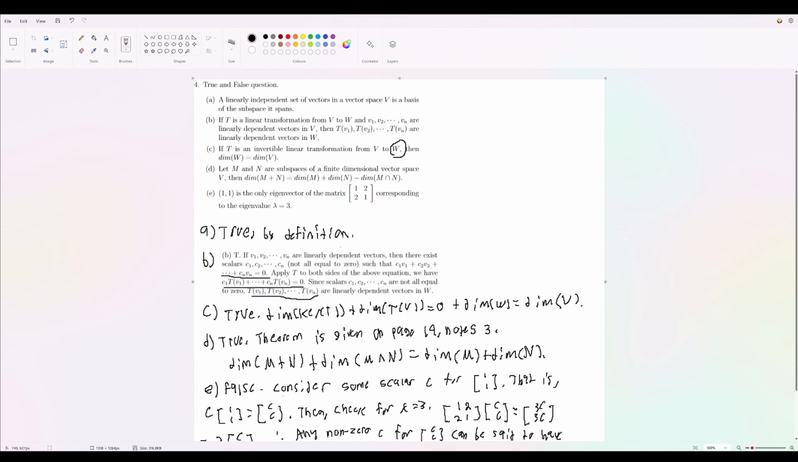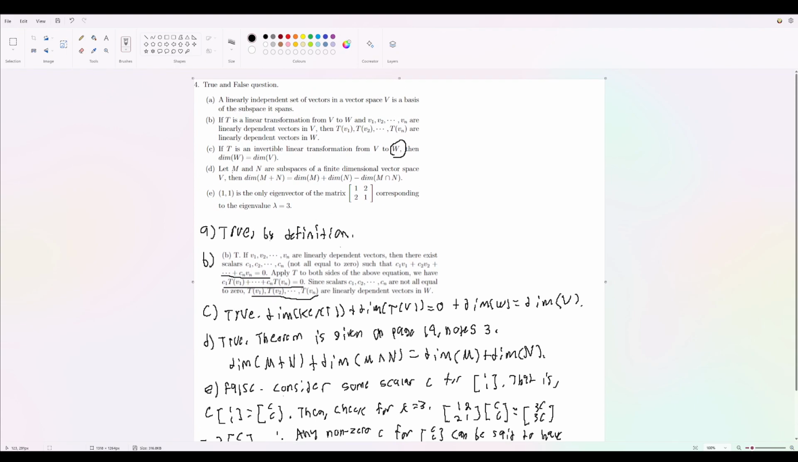Okay. What's this one? C: if T is an invertible linear transformation from V to W, then dim W equals dim V. I think these are all just in the lecture notes. But yeah, we say that's true. Dim kernel T plus dim range of T equals dim V. Right, so then we get 0 plus dim W equals dim V.